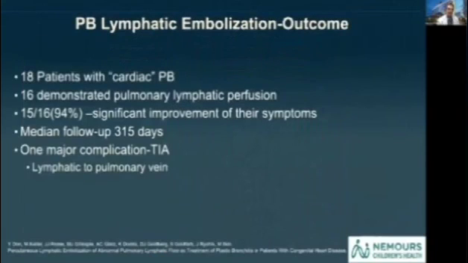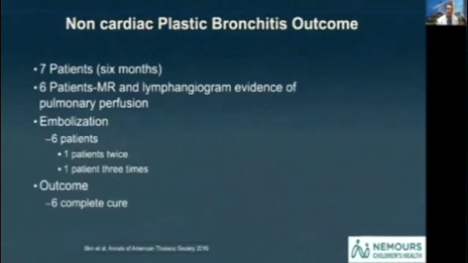On plastic bronchitis in congenital heart disease, there is only one paper, and a second paper from Belgium with small numbers. Outcomes are excellent, almost 94% significant improvement of the symptoms. In non-cardiac plastic bronchitis, the outcome is even better. We will be publishing pretty soon our biggest series of 55 patients with non-cardiac plastic bronchitis. The outcome is absolutely outstanding.